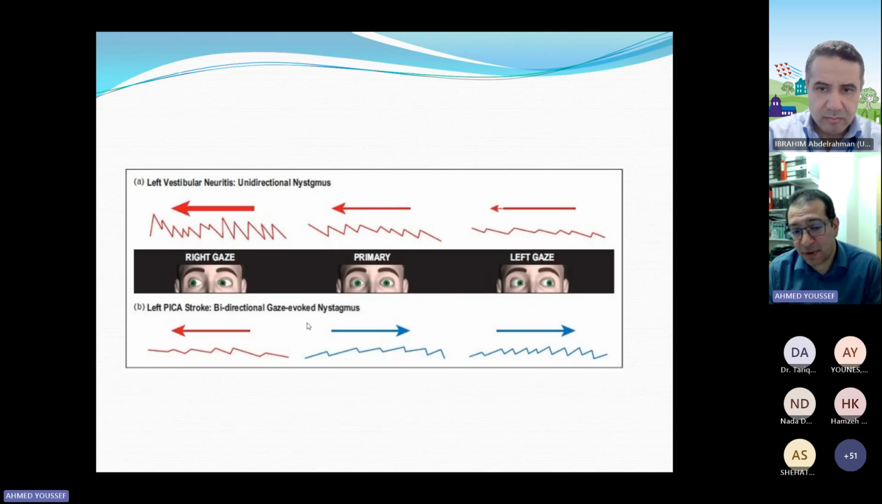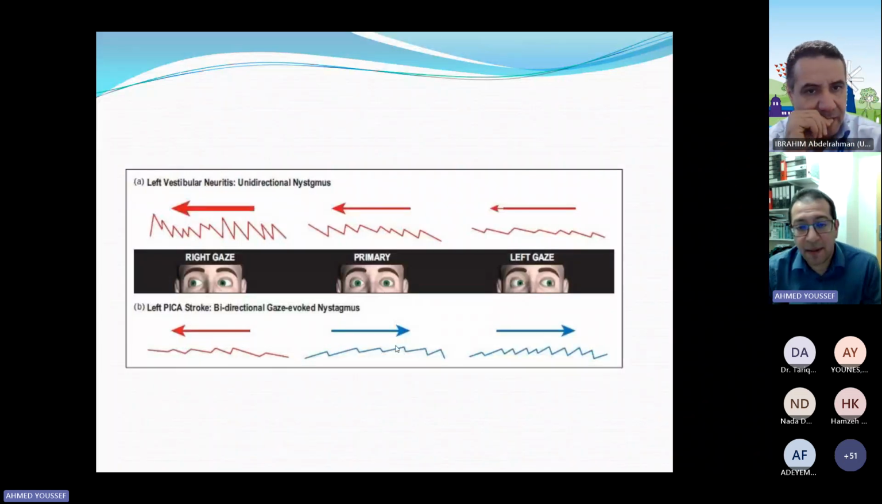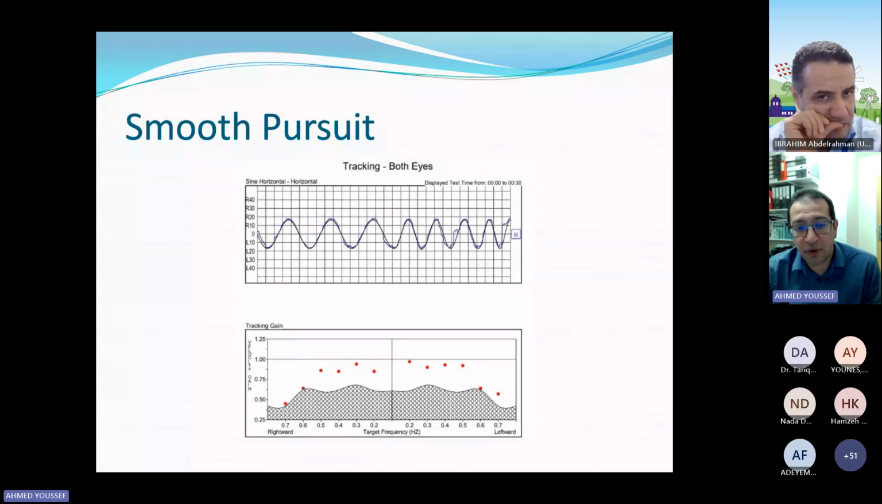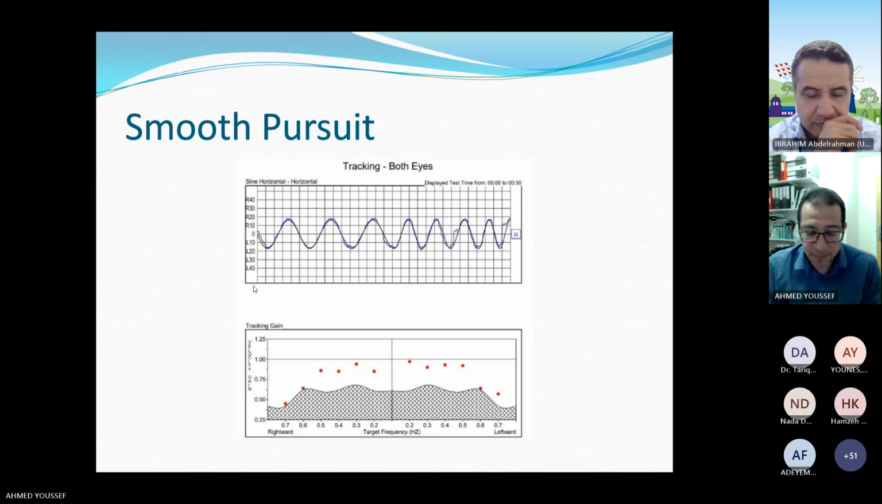If somebody has got a stroke or a central problem, then they would have a bidirectional gaze evoked nystagmus. So if they look to the right, they've got a right beating nystagmus. If they look to the left, they've got a left beating nystagmus. Then the scientist or the audiologist is going to move on to do, again, the oculomotor testing that we did clinically. And in this situation, the patient follows the red dot, which moves in a smooth sinusoidal rhythm. And you get the report with this graph on it.